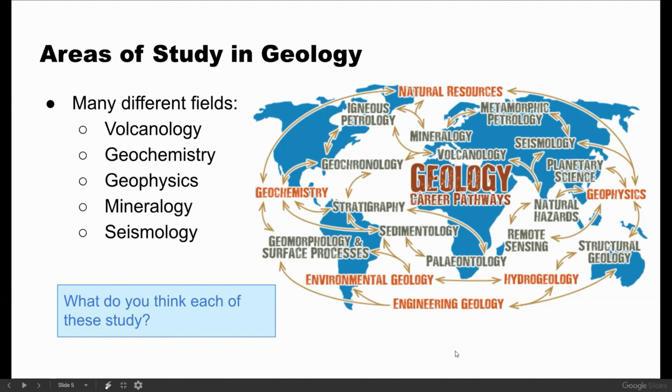There's lots of different career fields in geology. Some of the major ones: volcanology, that's the study of volcanoes. Geochemistry, that's the chemistry behind the geology or the underlying chemistry. Geophysics, underlying physics. Mineralogy, study of minerals. Seismology, that's the study of the seismic events or the waves that cause earthquakes, those kinds of things.